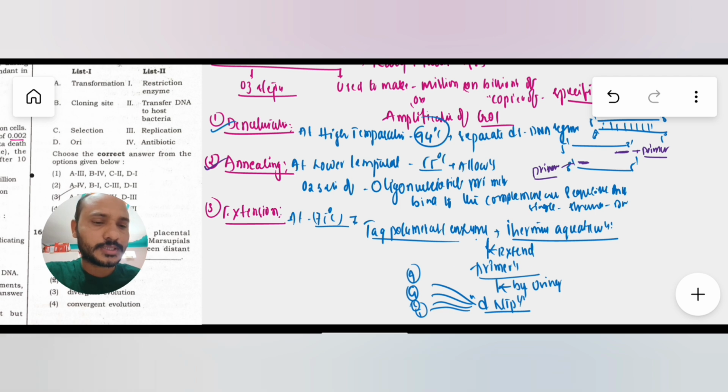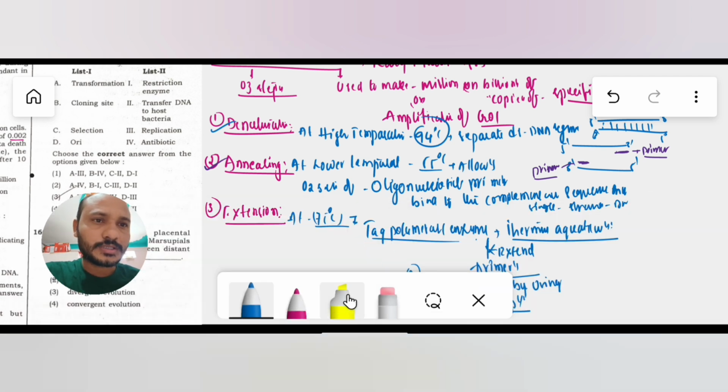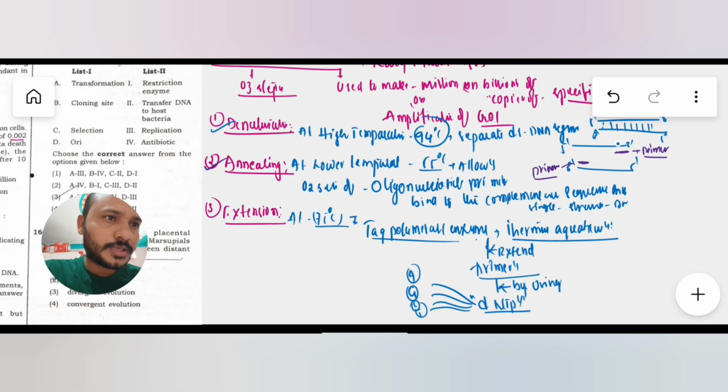Let us discuss how. For example, with the help of Taq polymerase, to the primer we add A, then G, then C, then T, like that, complementary to the template: T means A, C means G, G means C, A means T. The addition of these dNTPs to the primer with the help of Taq polymerase enzyme is known as extension.